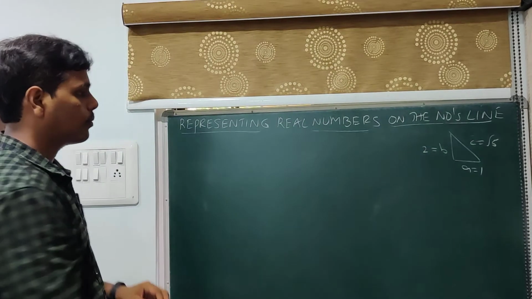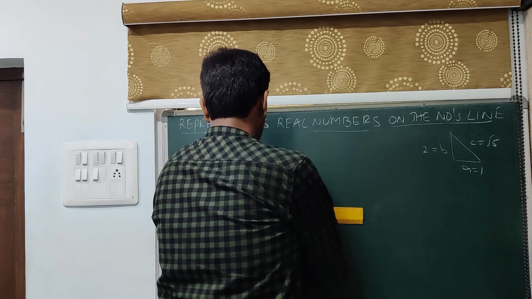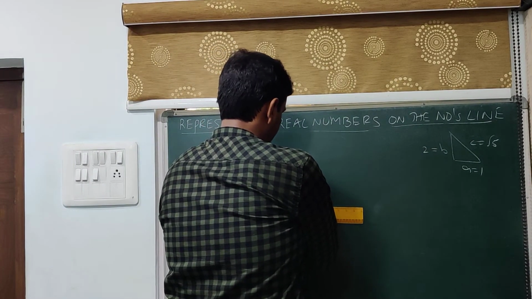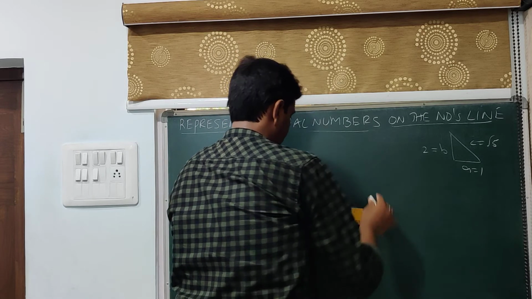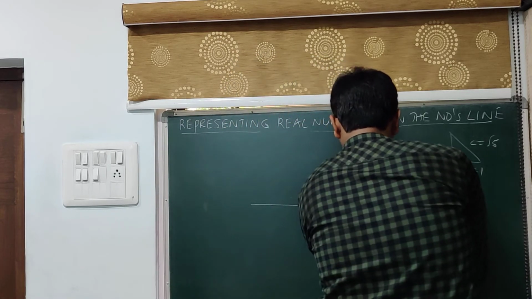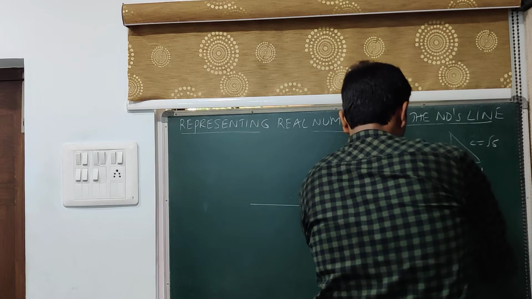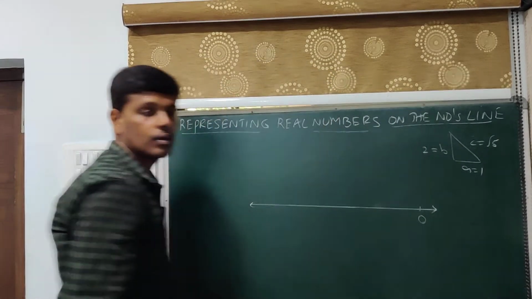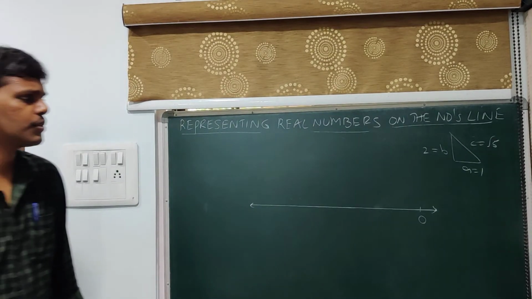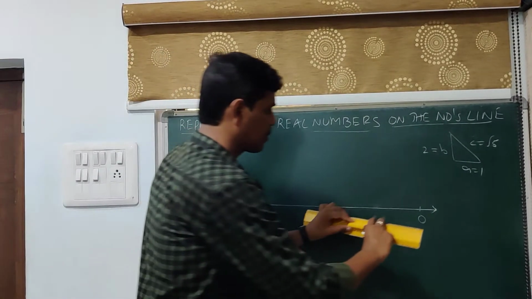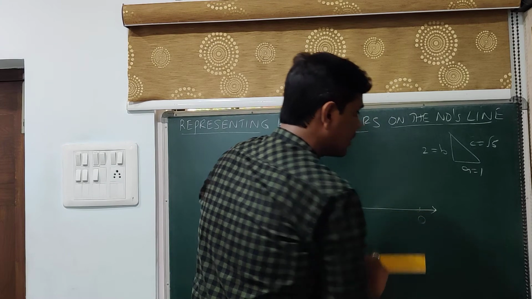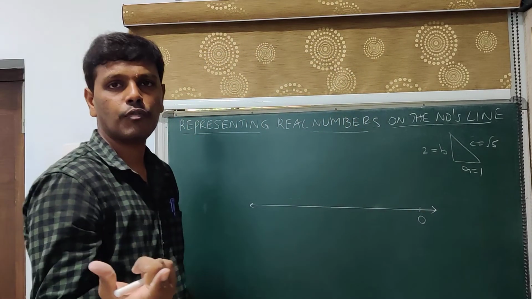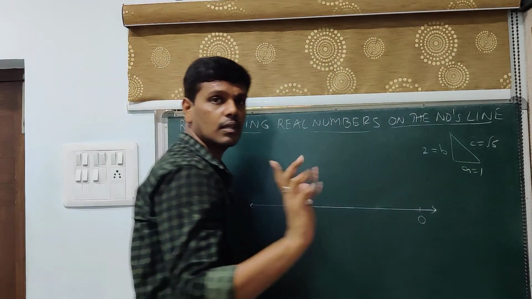So again I will go with the same process. First I will draw a line. So again I will mark a point O. Now I will define 1 as 1 inch. Okay. See, one unit is the length which you define. Okay. It's not 1 centimeter. Remember that.